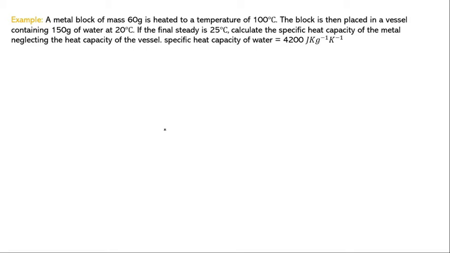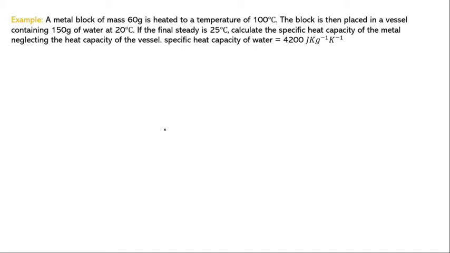Now, in this tutorial, we want to look at a full set of questions to further understand our knowledge about heat energy. So the first example we want to look at is a metal block of mass 60 grams is heated to a temperature of 100 degrees Celsius. The block is then placed in a vessel containing 150 grams of water at 20 degrees Celsius.